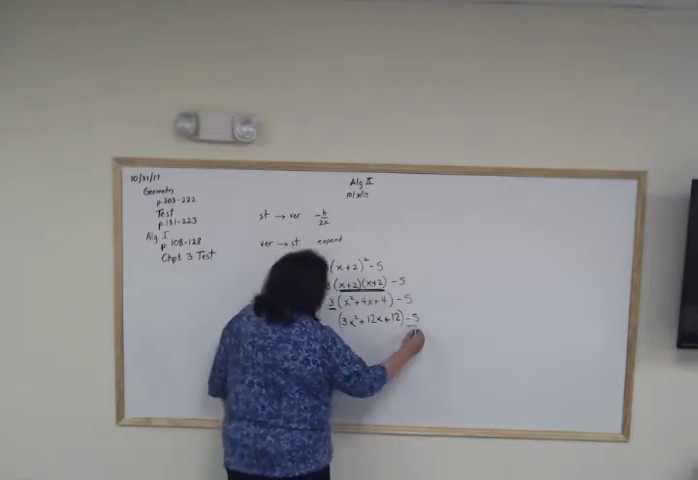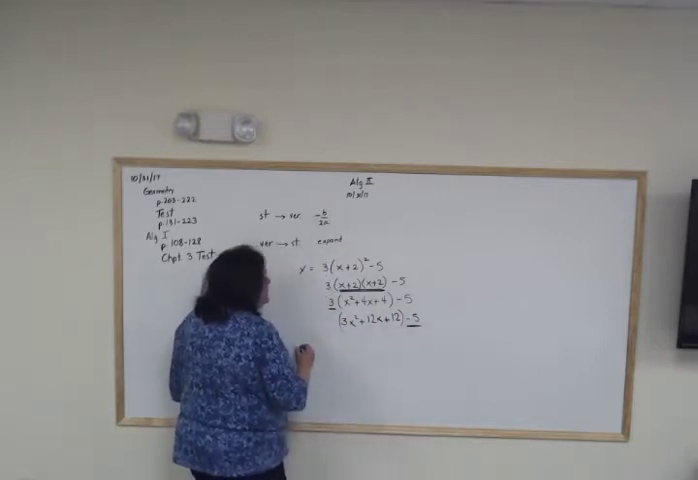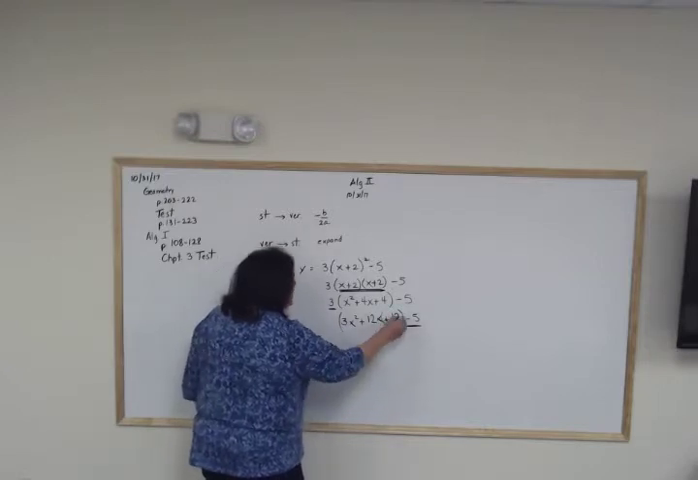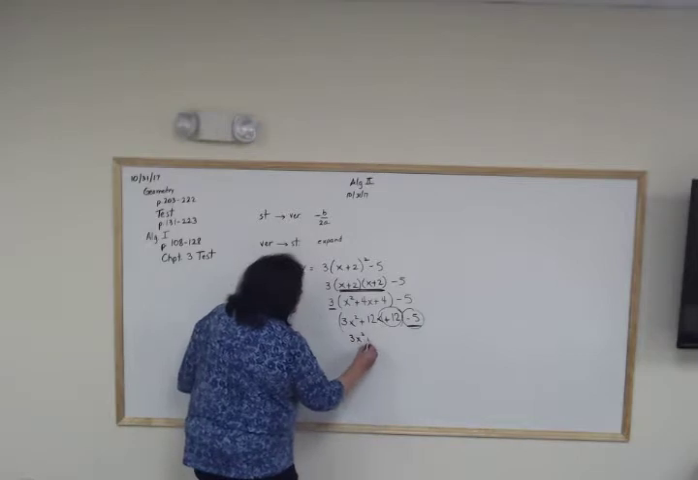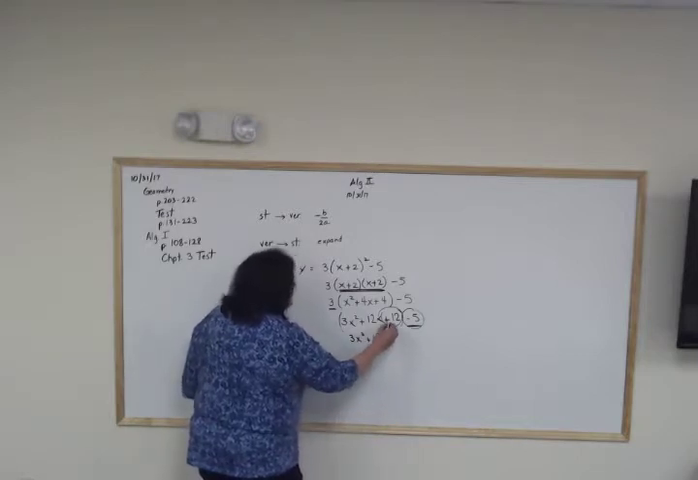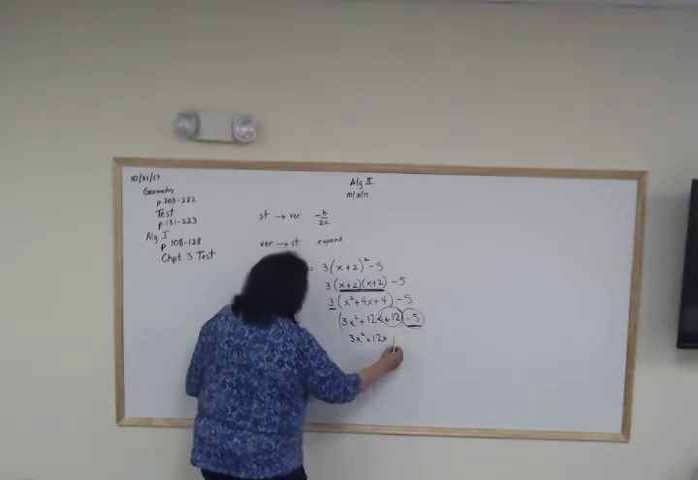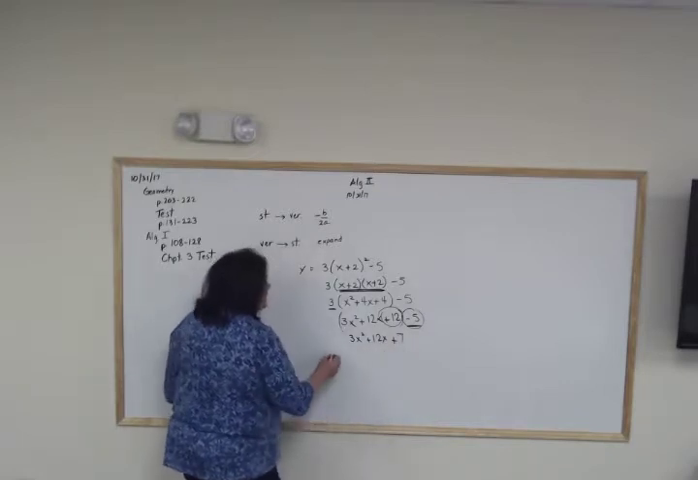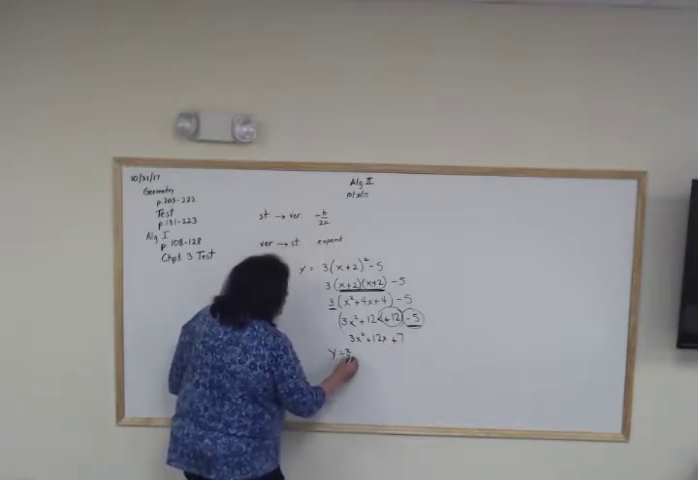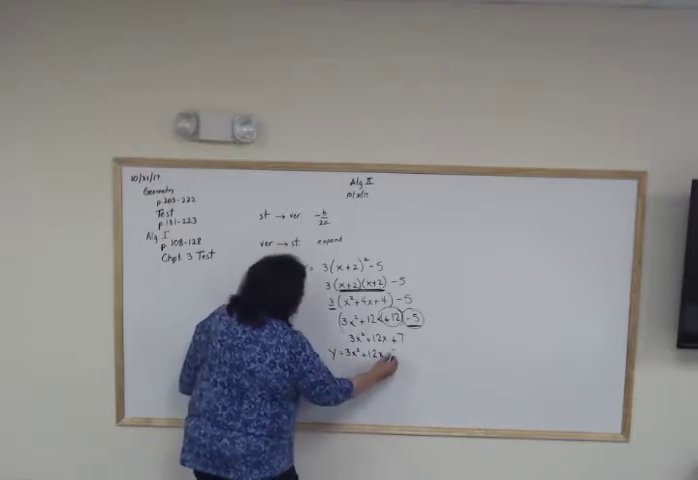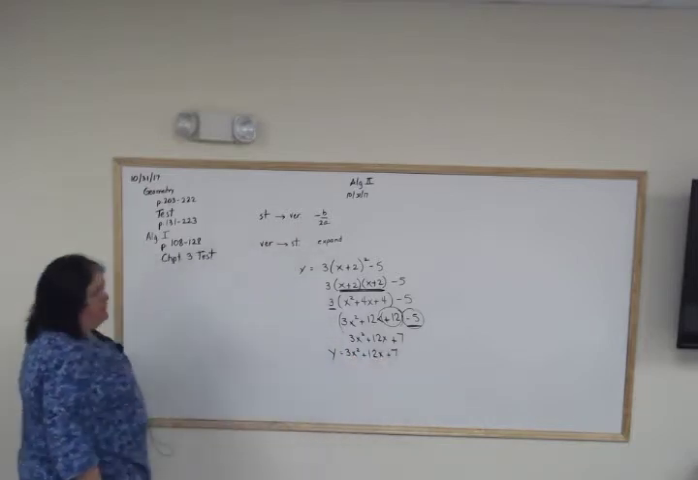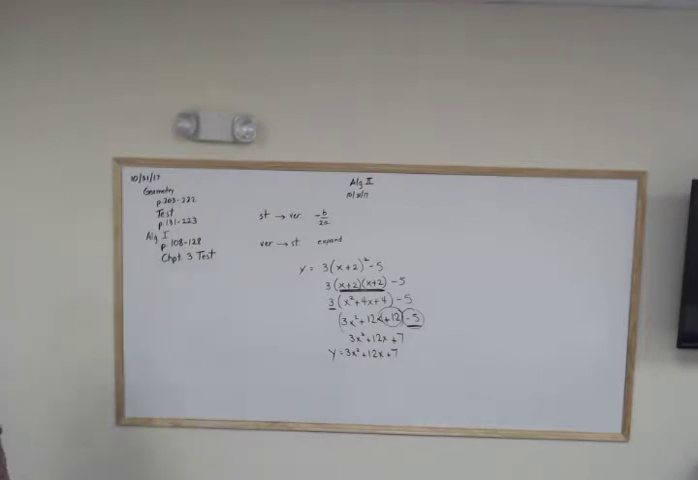And then the third thing I do is I collect my like terms. That's 3x squared plus 12x plus 12 minus 5 is plus 7. So y equals 3x squared plus 12x plus 7. I've gone from vertex form to standard form. You just expand it.